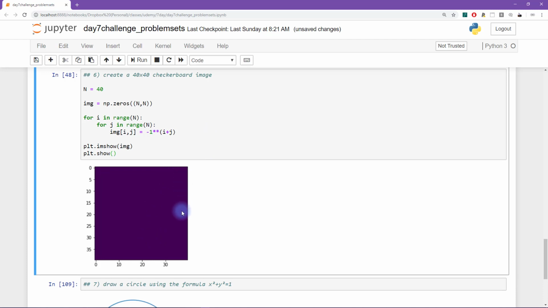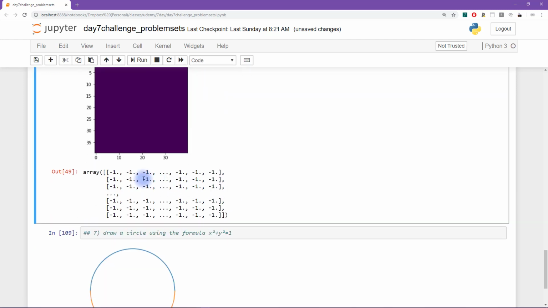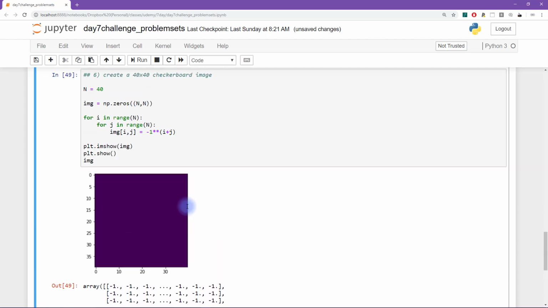Well, I do like purple a lot, so I'm pretty happy to see all this dark purple, but this is clearly not the right solution. In fact, it looks like every element here has the same value. Let's even print out this matrix and see what it looks like. So it's all -1s. So what is going on here?